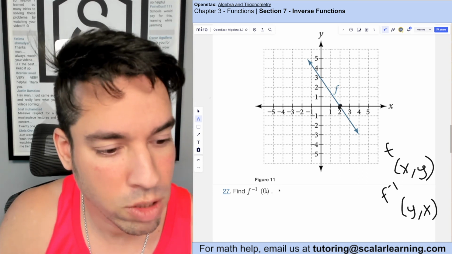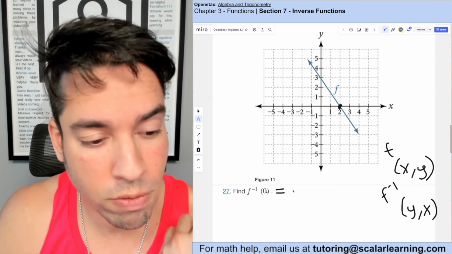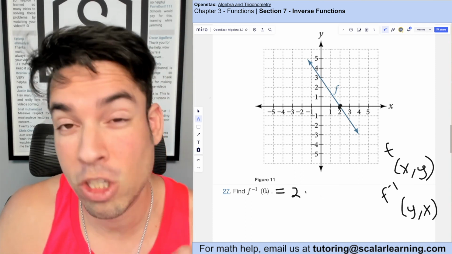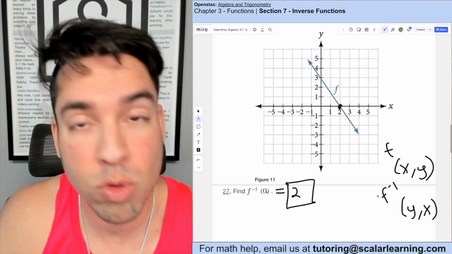So f inverse of 0 is now going to be the x value of the original function, because the x value of the original function is like the y value on the inverse. So this becomes 2, boom, done.